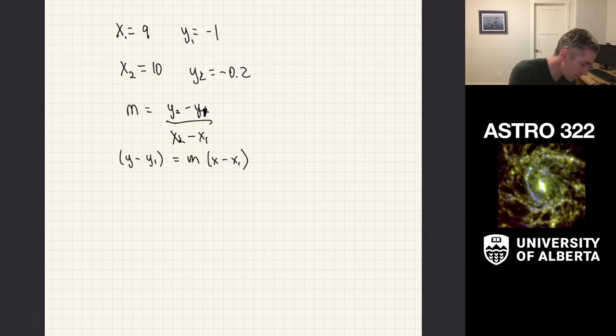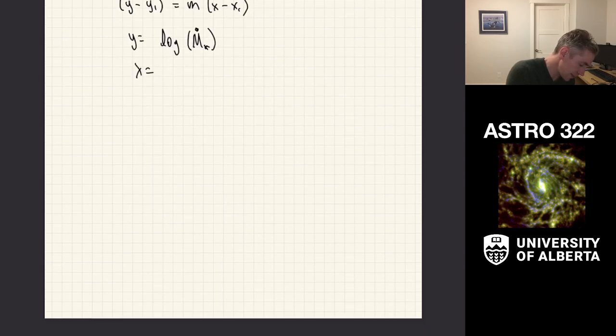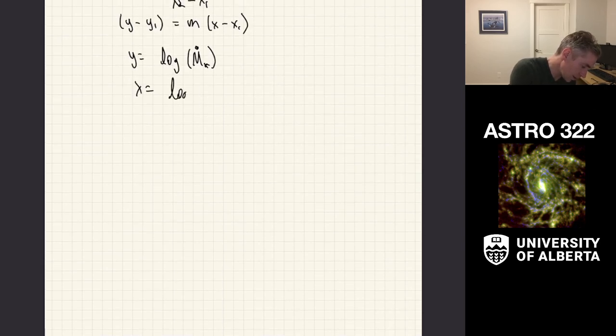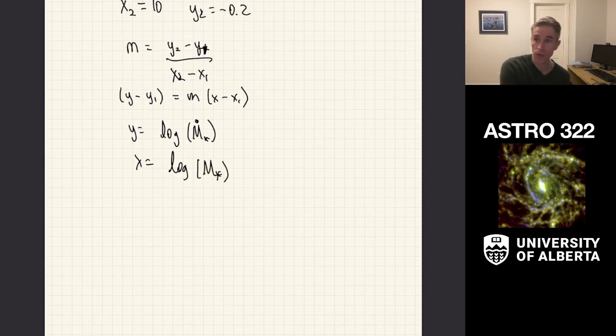But you do have to remember that y is equal to the log of the star formation rate, and x is equal to the log of the stellar mass. And so from here, you can transform this relationship into a nice power law relationship and define what you have as the star-forming main sequence. So that's one of the things you do.